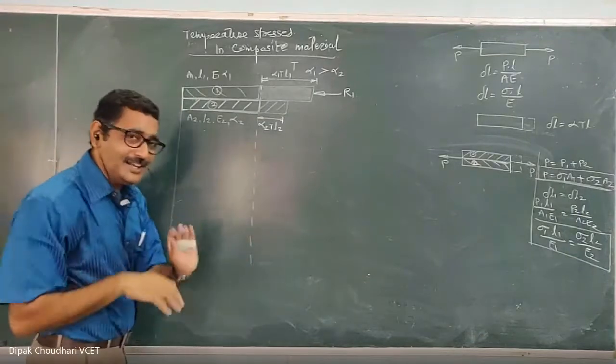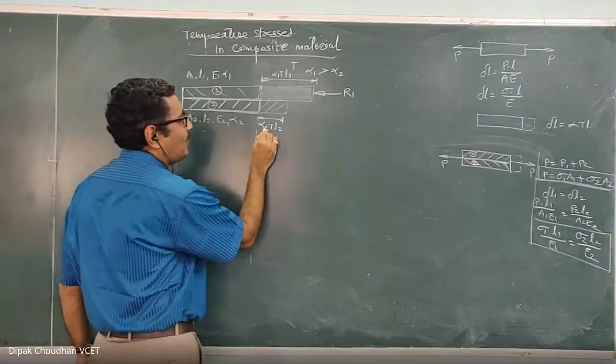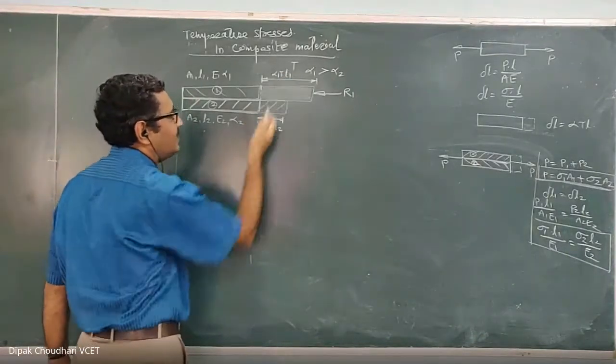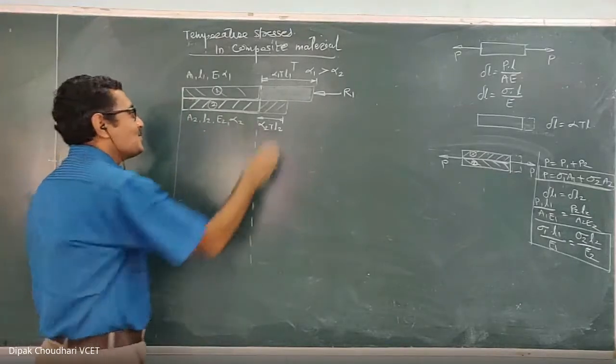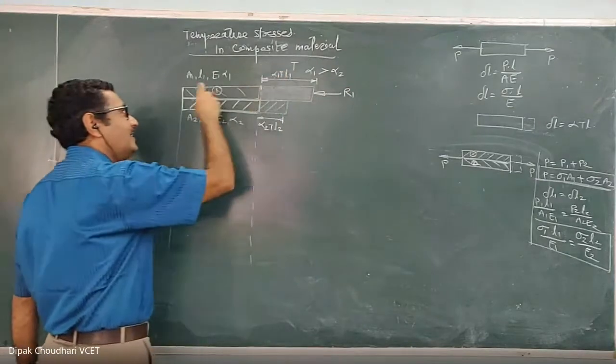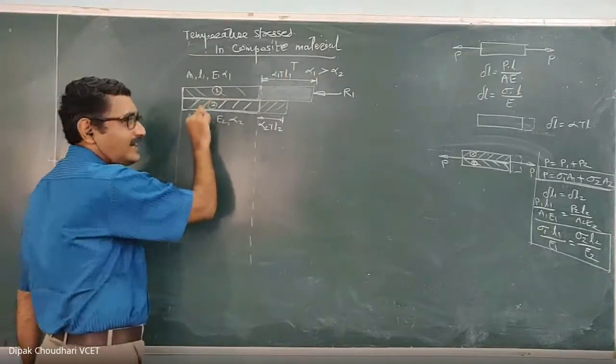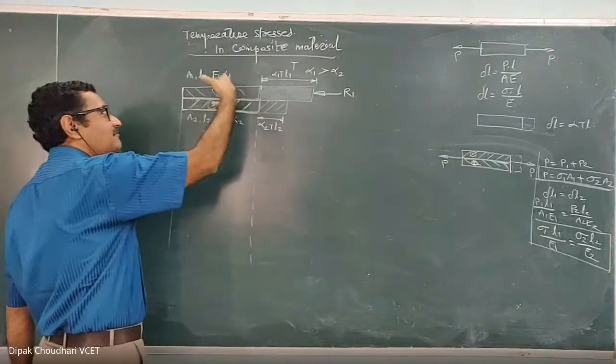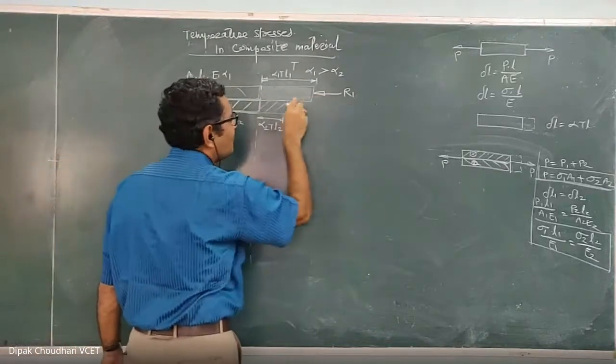On the other hand, what will happen? The free deformation of material 2 is less than the deformation of material 1. So material 1 will try to deform more, and along with it, since material 2 is rigidly connected with 1, material 1 will pull material 2 along with it.